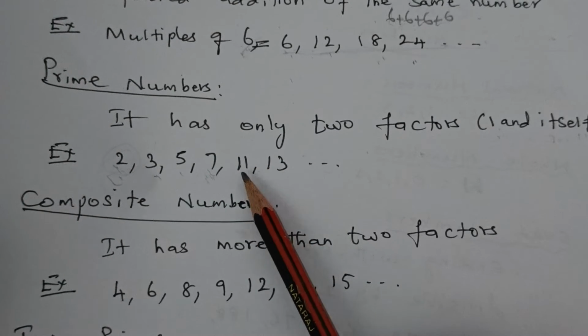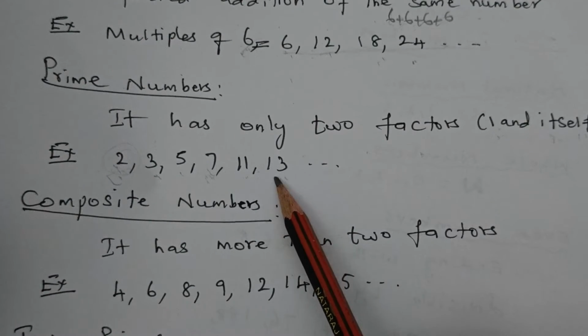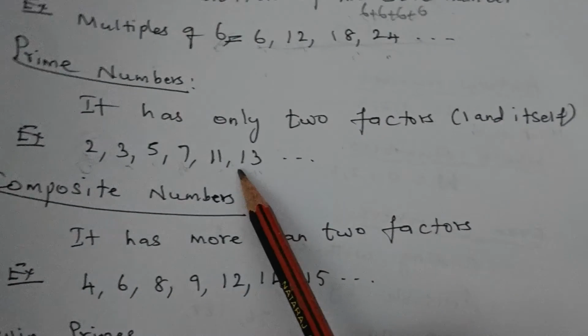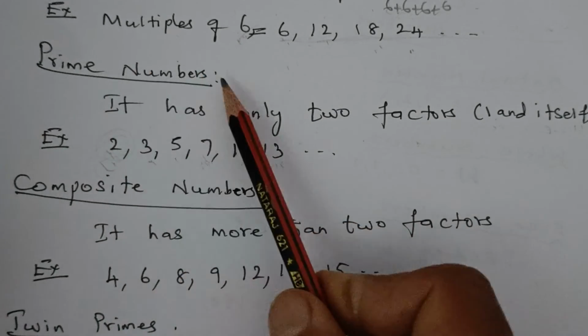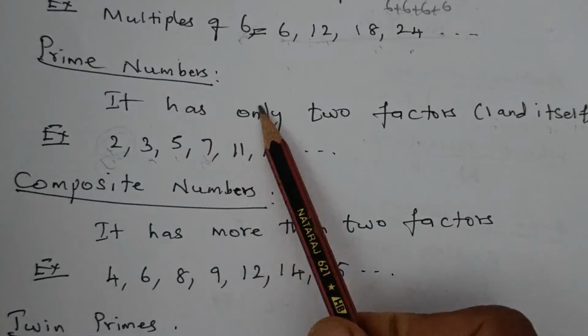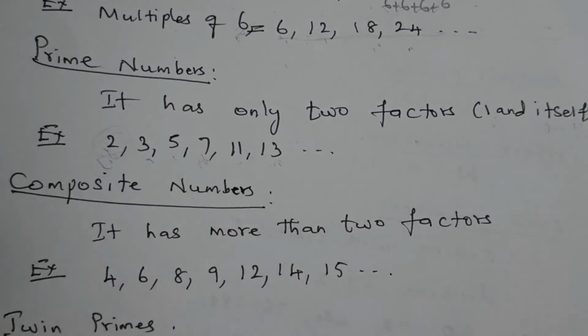And 11 is divisible only by 1 and 11. 13 is divisible only by 1 and 13. It doesn't come in any other table. Such numbers are called prime numbers. Okay, later on after this we will see the prime numbers between 1 and 100. Okay, now this is for you to understand it.